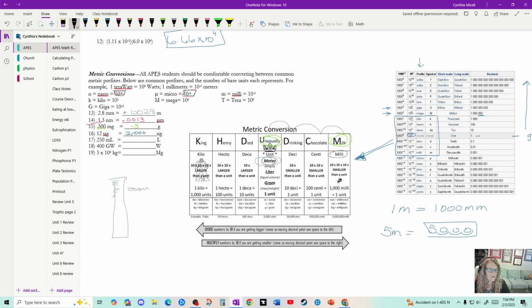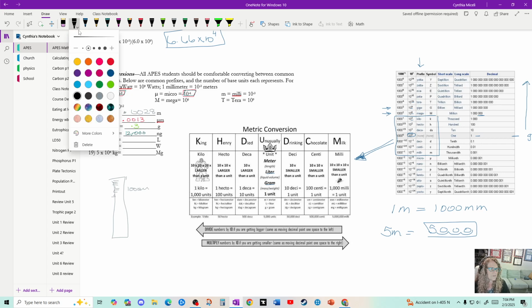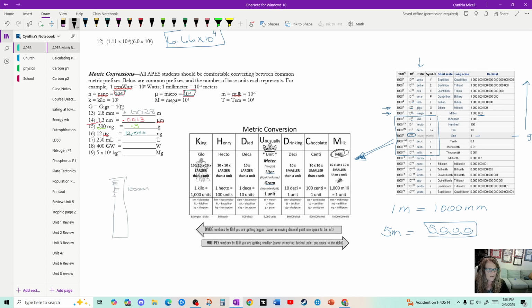Okay, and then 250 milliliters. This is back to our good stuff here. Let's look at this one. So 250 milliliters. So I'm going milli, and I want to go to liters, which is the base unit right here, liters. So I'm going to go 1, 2, 3. So my decimals here, I'm just going to go 1, 2, 3. So it's just going to be 2.5 liters.